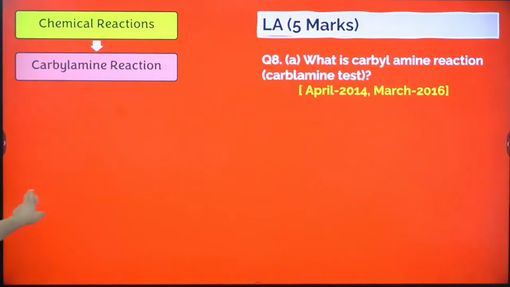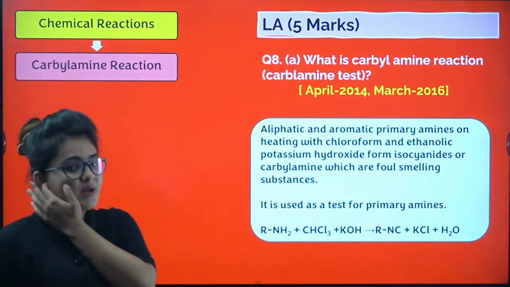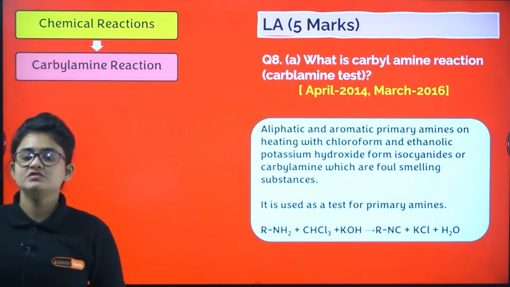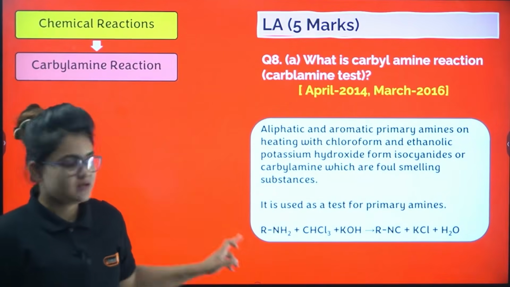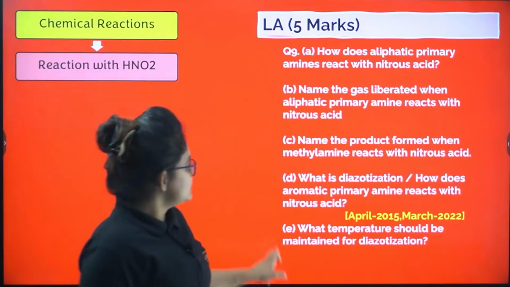What is the carbylamine reaction? In the carbylamine reaction, a primary amine in the presence of chloroform and KOH gives you the isocyanide, which has a foul smell. Let's proceed.